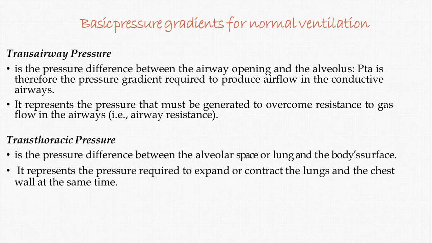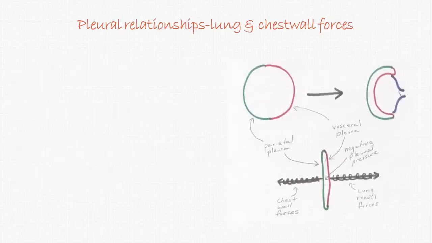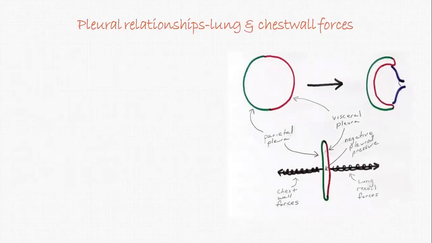Then you have to remember the transthoracic pressure also. It is the pressure difference between the alveolar space or the lung and the body surface. This is the pressure required to expand and contract the lungs and the chest wall at the same time. If there is a pressure difference between these two, then only the expansion and contraction at one time will be possible. This is a relationship of the lung and the chest wall forces.